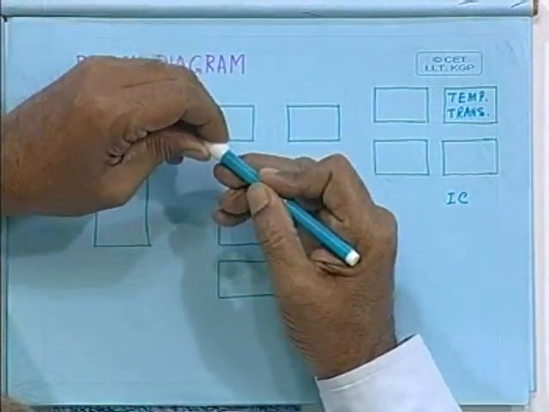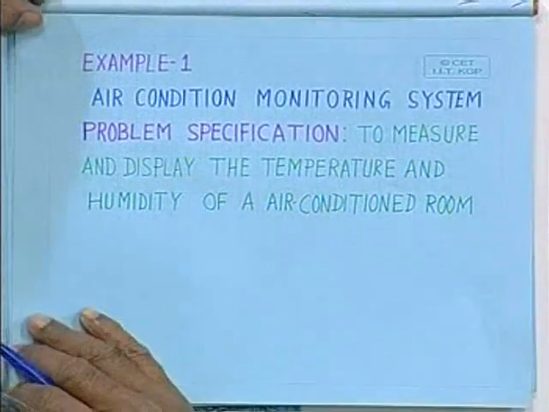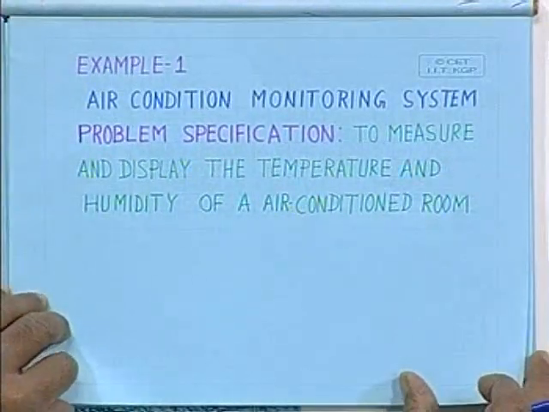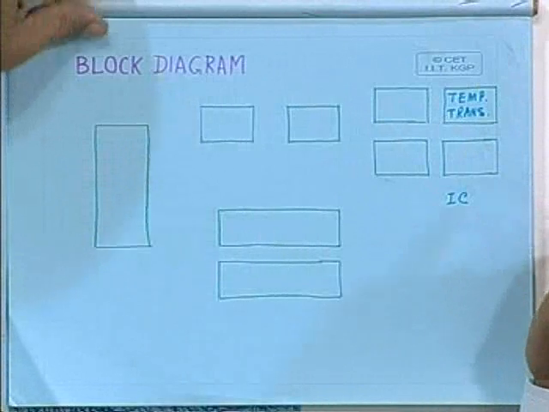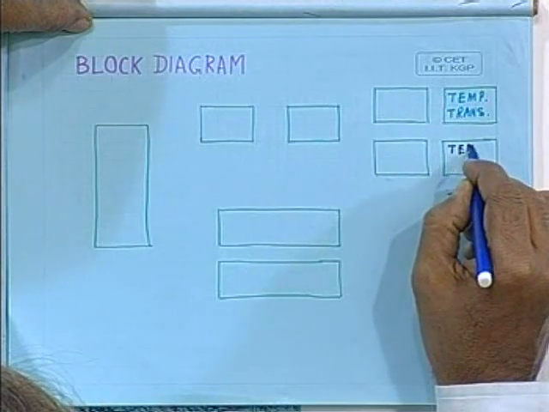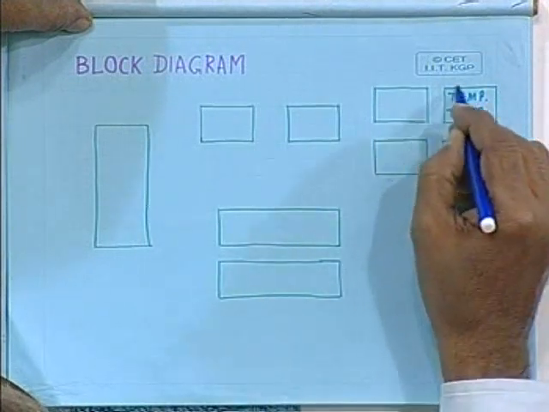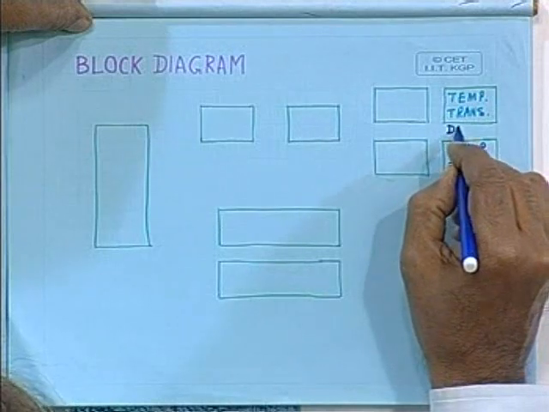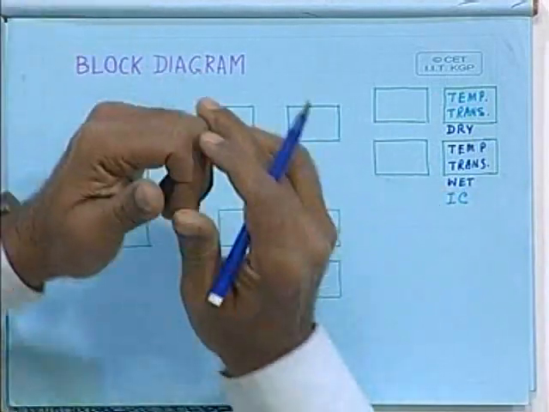And as I mentioned, we have to measure the humidity of the room. Obviously, humidity cannot be directly measured. We have to measure it indirectly. For that purpose, we shall use another transducer. So here is another temperature transducer. This temperature transducer will measure the dry temperature, and this will measure the wet temperature. Conventionally, these are known as dry bulb temperature and wet bulb temperature.